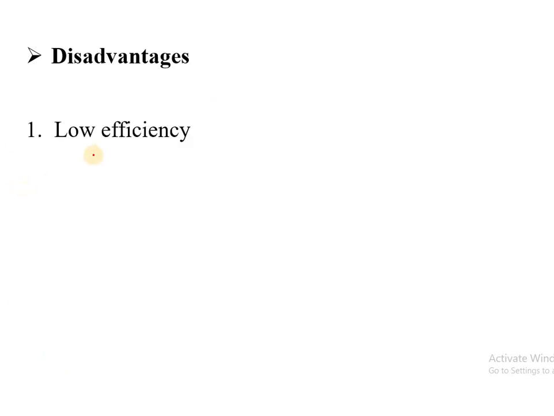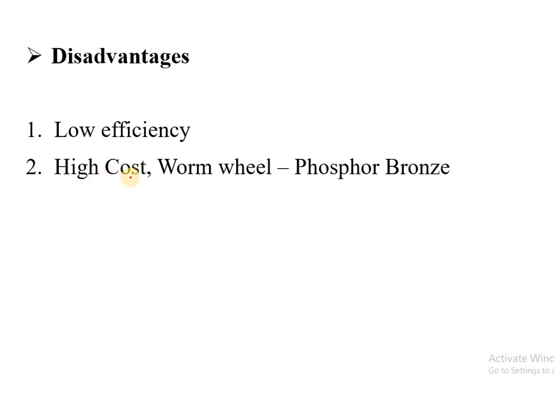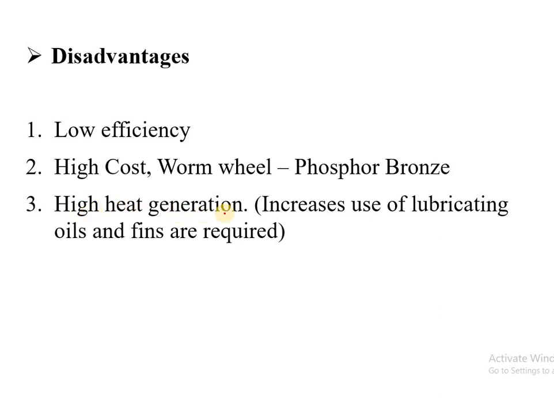Then disadvantages: low efficiency. Efficiency of the drive is low as compared to spur, helical and bevel. High cost. Why? Because the worm wheel is made of phosphor bronze and the cost of phosphor bronze is high. So it increases the cost of the drive. High heat generation. The heat generation problem is seen more in the case of worm gear drive as compared to spur, helical and bevel. This increases the use of lubricating oils and also fins are required.